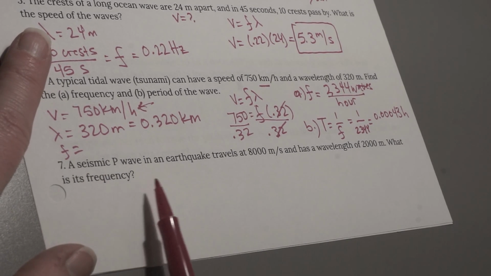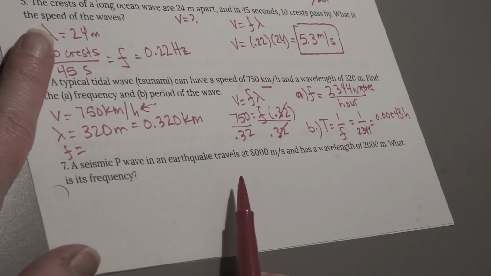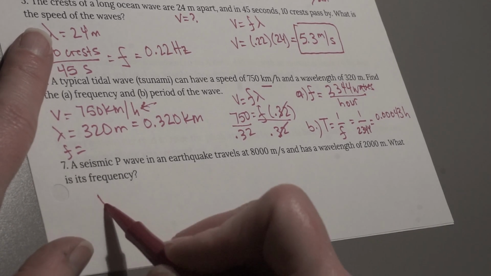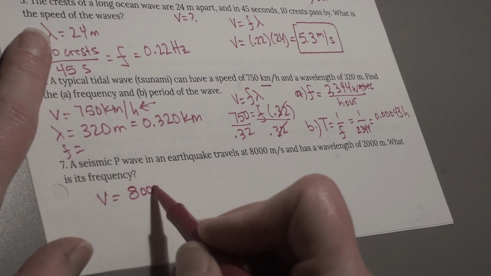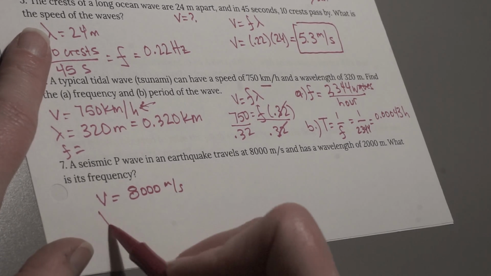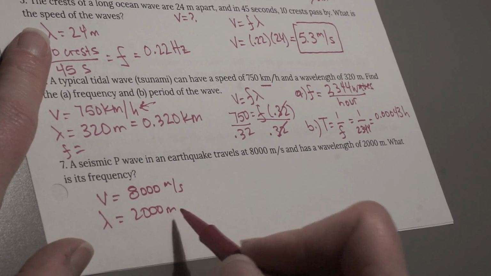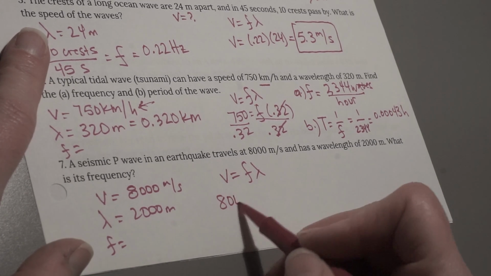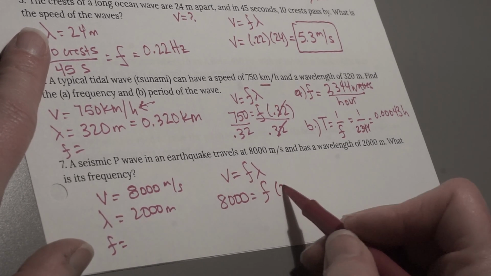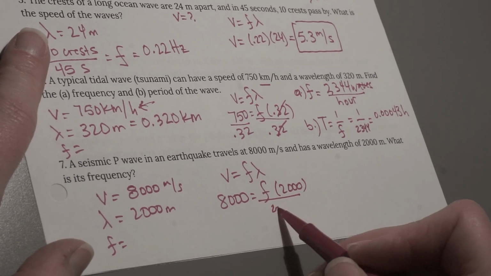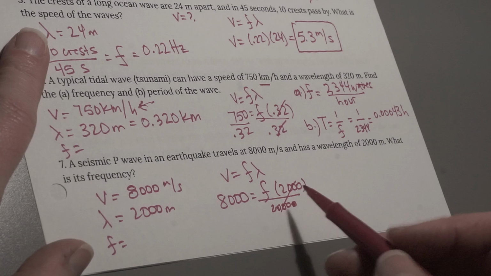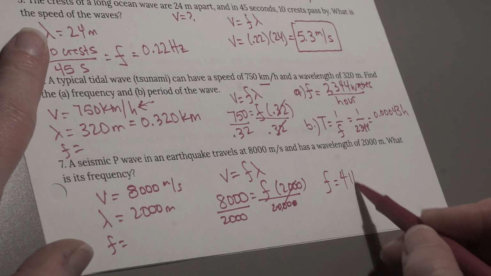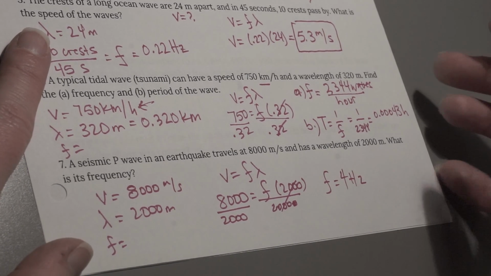Number 7, a seismic P wave in an earthquake travels at 8,000 meters per second and has a wavelength of 2,000 meters. What is its frequency? We have velocity and we have wavelength, and we're looking for frequency. So we divide both sides by 2,000. 4 hertz is the frequency.